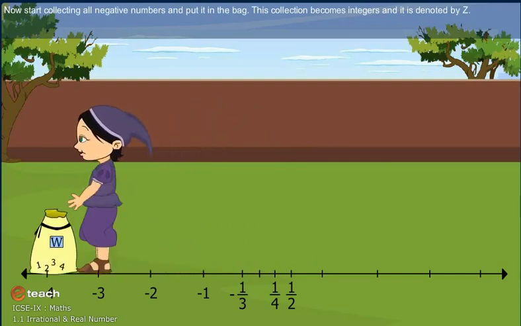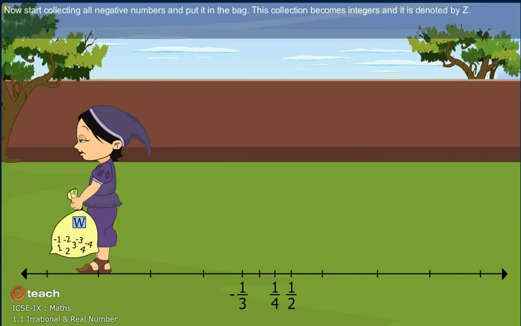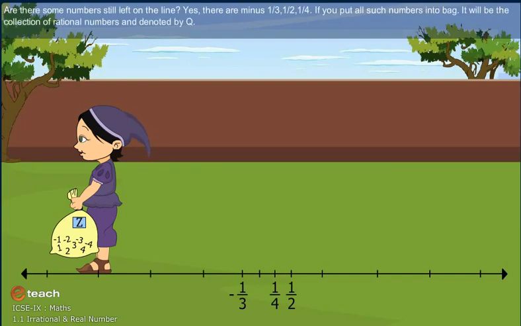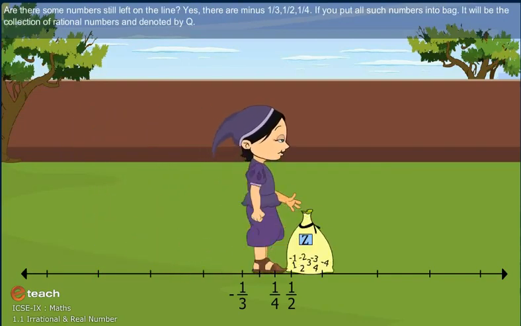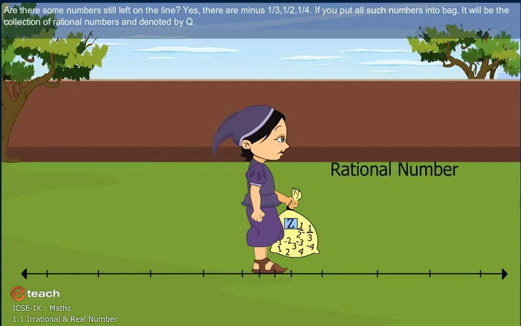Now start collecting all negative numbers and put them in the bag. This collection becomes integers and it is denoted by Z. Are there some numbers still left on this line? Yes, there are -1/3, 1/2, 1/4. If you put all such numbers into the bag, it will be the collection of rational numbers and denoted by Q.